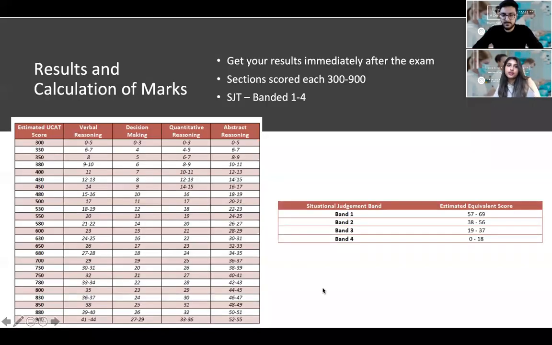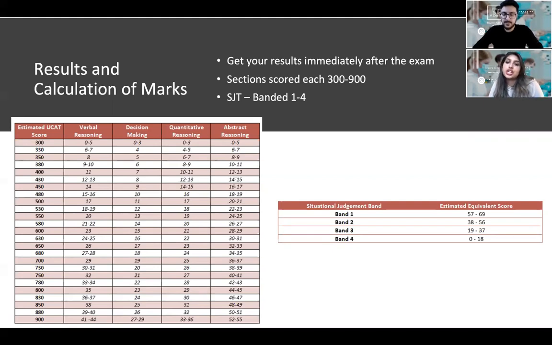So if we go through the calculations and marks, like I mentioned before, as you can see in the left-hand table, on the very left column is the overall estimated score. That's the overall score that the unis will be looking at. In the columns on the right, the breakdown is shown of the score you're given depending on the number of questions you've got right. Of course, the more questions you get right, the higher your UCAT score.